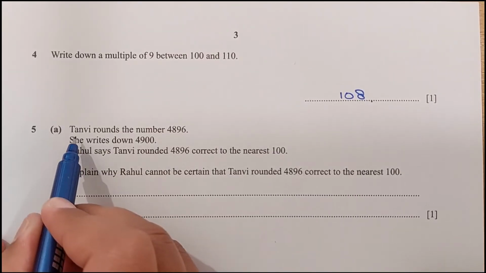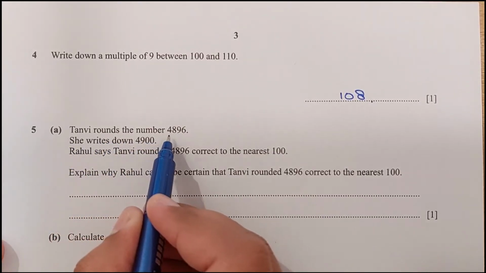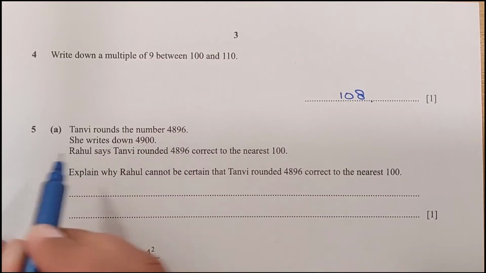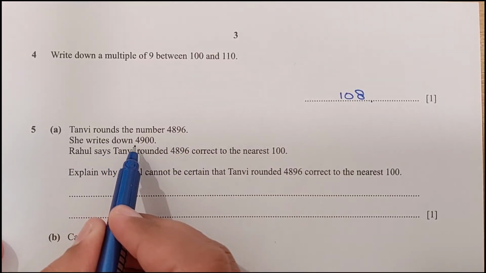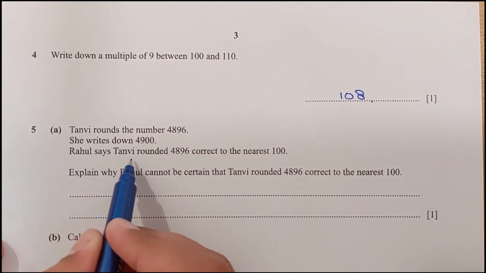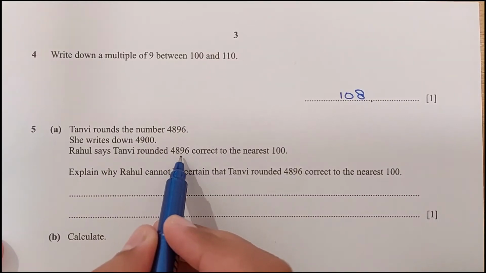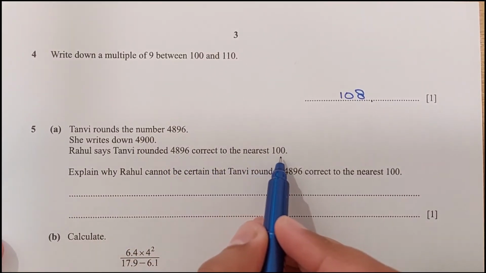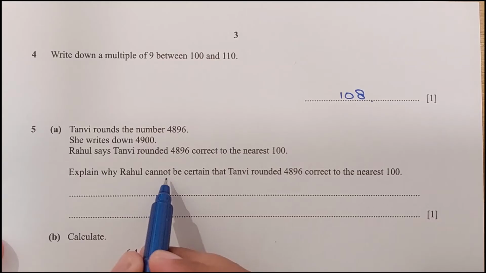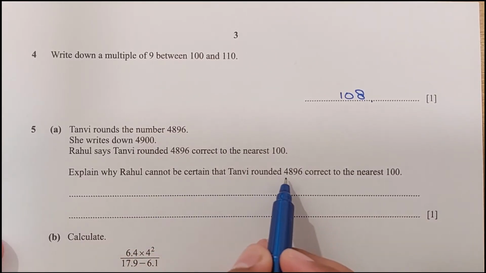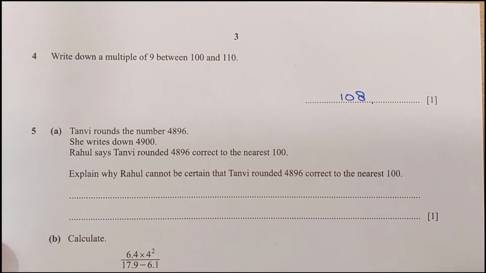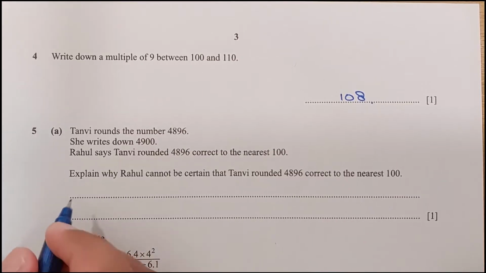Question number 5, part A. Then we round the number 4,896. She writes down 4,900. Rahul says that then we rounded this number correct to the nearest 100. Explain why Rahul cannot be certain that then we rounded this number correct to the nearest 100. Right. So why he can't be certain?